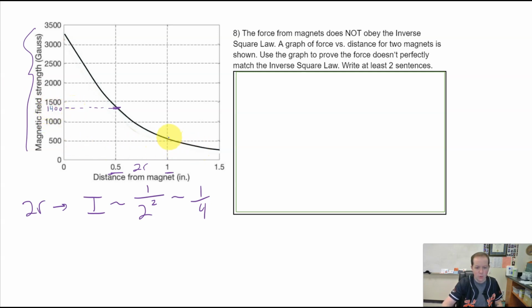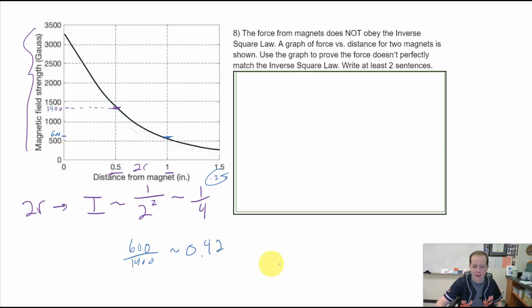What's the intensity? Oh, it deleted my line. What's the intensity around here? That's around 600. So let's do a test, okay? Is 600 1/4 of 1400? 600 divided by 1400. I bust out my calculator. Using my calculator, I get 0.42. Remember, 1/4 is 0.25. This is not 1/4 as much.